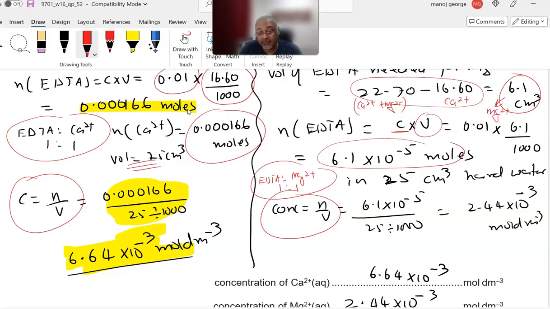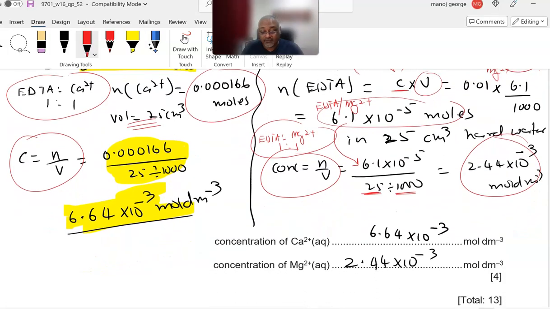I know C equals n by V. So the moles that I'm getting, this moles is of EDTA, which also happens to be now the moles of magnesium ion because it's 1:1. So I just put that value here. And don't forget the volume of hard water used in the first titration is also 25 cm cube, which happens to be the volume of magnesium 2+ ions also. And that's the reason why that was the volume used. And don't forget, we divide by 1000 to change into dm cube, and that's how we got this answer. So that explains the calculation for this question.